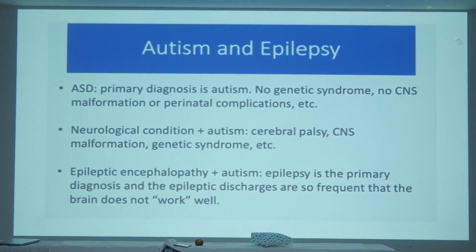And the third group, which is rare, is epileptic encephalopathy with autism. Here, epilepsy is the primary diagnosis, and the epileptic discharges are so frequent that the brain doesn't work well. That will cause cognitive impairment, developmental delay, or autistic regression.